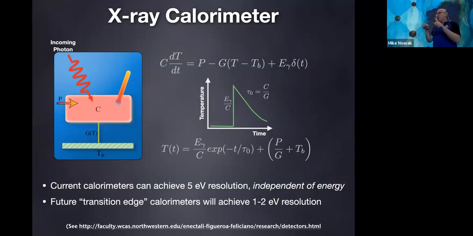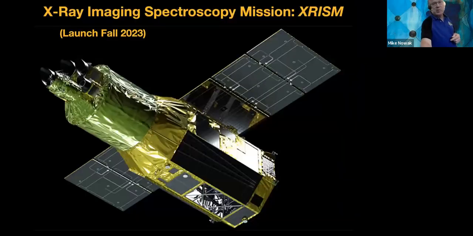Gratings work by measuring constant wavelength. Calorimeters work by measuring constant energy change. So gratings are great at low energy where wavelengths are long. Calorimeters are better at high energy where wavelengths are short, but you want that constant energy resolution instead. And that is going to be essentially what the XRISM detector is going to do. It is going to launch in the fall.